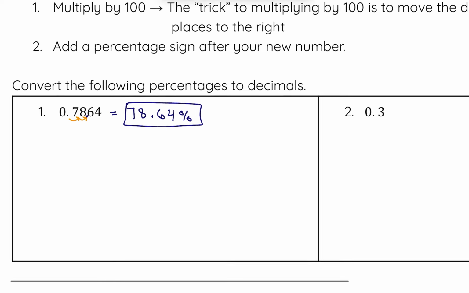We'll look at one more example of this. If we have the decimal 0.3, we're going to move the decimal 2 places to the right. Again, notice there is not a digit after the 3. So what does that mean? Well, just like we did before, we're going to add a 0. And our new decimal goes right after that 0. This means that the decimal 0.3 is equivalent to 30%.